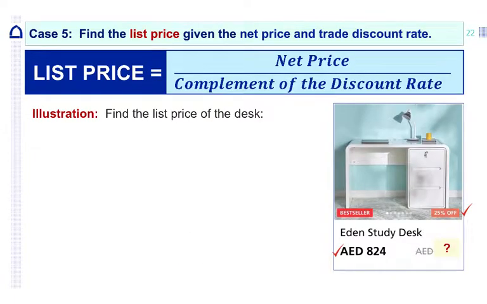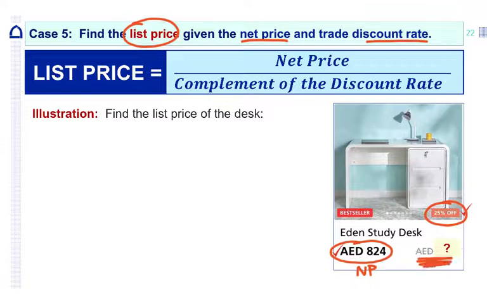Okay, this is an example where you are given the net price, the cheaper price, and the discount rate, and they want us to go back and find what was the list price. So here's the example. Here is the net price, the cheaper amount. Here is the discount rate, and we want to figure out what was the expensive price.